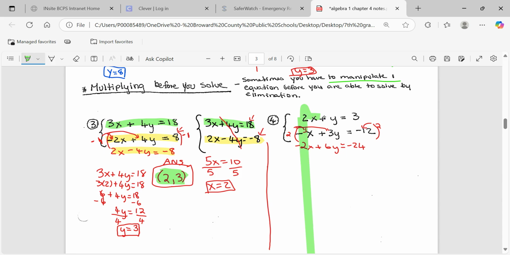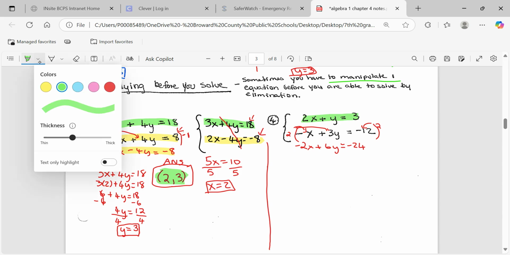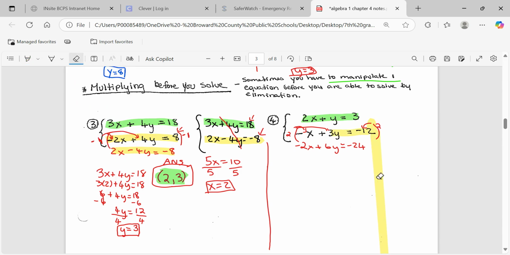Let me call this the green. We're going to call this the green one, and we're going to call this the yellow equation because that's what I've been doing. A lot of times this highlighter just decides it wants to have a mind of its own.